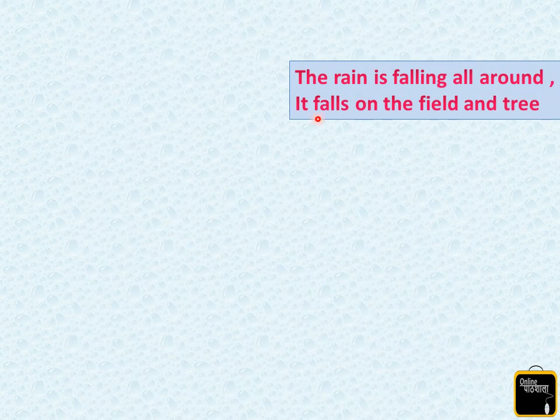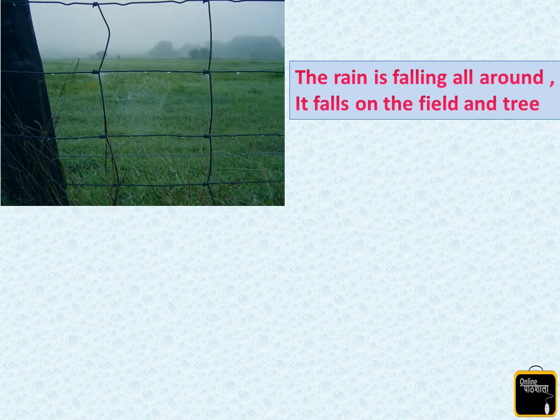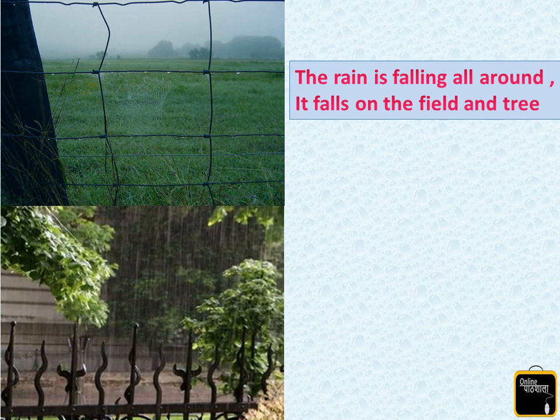Let's read the first two lines. The rain is falling all around. It falls on field and tree. Look at the picture now. In the first picture, the rain is falling on the field, and in the second picture, the rain is falling on a tree.